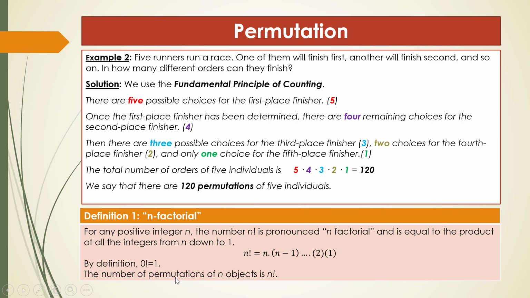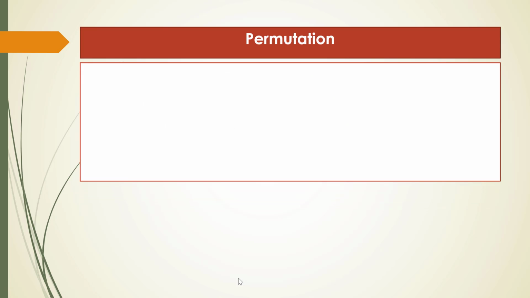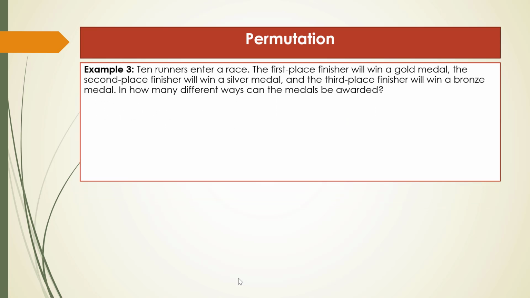So that's the definition of the number of permutations of n subjects. Now we consider a situation where we do not choose all of the subjects.